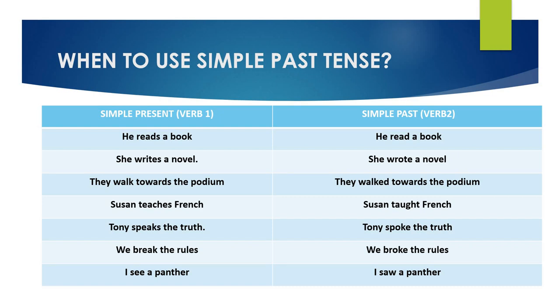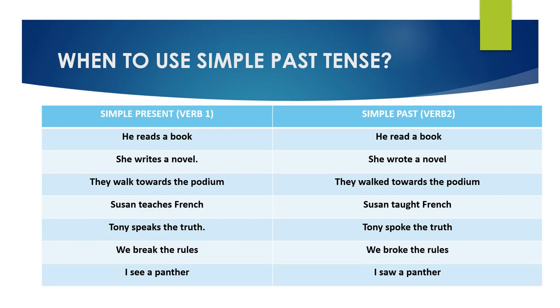Tony speaks the truth. Tony again is a singular subject which is followed by a singular verb which is speaks. Understand that a singular subject is always followed by a singular verb. So that is why we say Tony speaks the truth. Now the same sentence when we change into simple past tense, it becomes Tony spoke the truth.